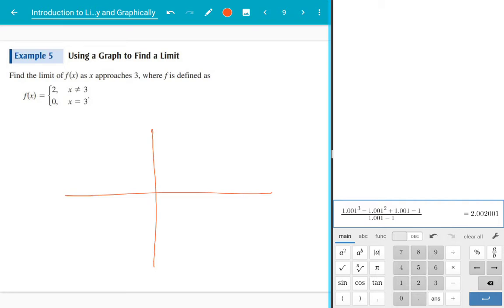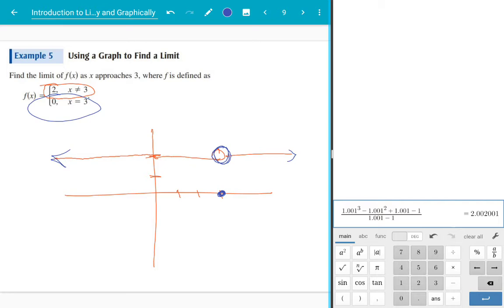What it's saying is that the function is going to be equal to 2, but x cannot equal 3. So what that tells me is that my function, here's 2, is going to be a horizontal line, except at the x value of 3, there's going to be a hole. Okay, so there's my function. And then the second part of the piecewise function tells me that at x equals 3, y is 0. So basically what we have is a continuous horizontal line, but then it has a point of discontinuity here, so it's no longer continuous at that position.